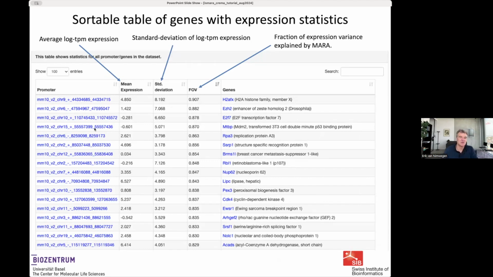And it's sorted by default by how well we can explain the expression of this gene across the samples using the MARA model. So you get the promoter, the mean expression of this promoter, so this is a log 2 TPM of 4.8, its standard deviation across the samples, and what fraction of its variance is explained. But you can sort this list in various ways. You can search it, right? So you can also look at which is the highest expressed gene on average, or which gene is most variable. You can sort it in different ways.